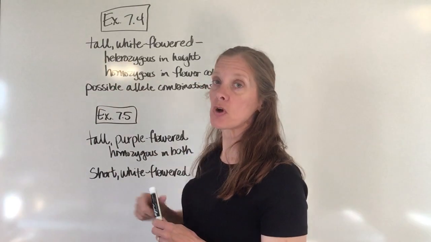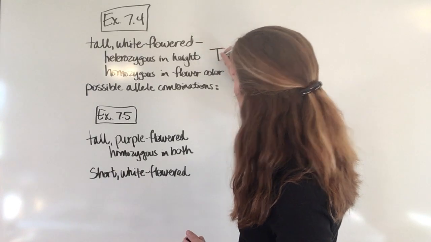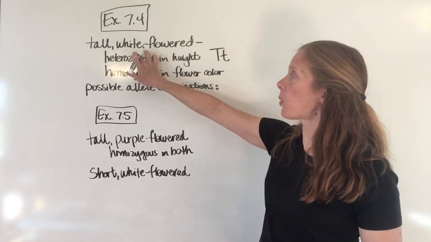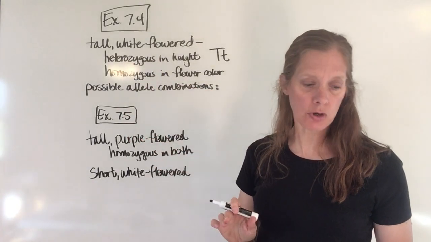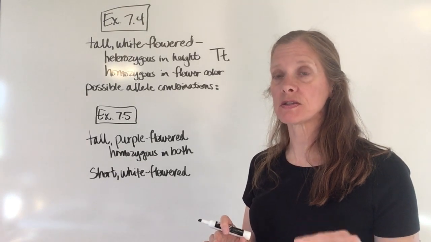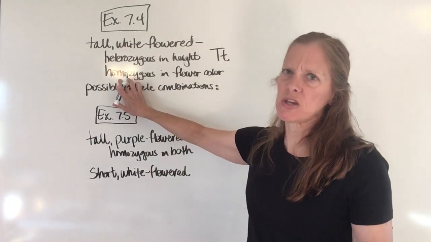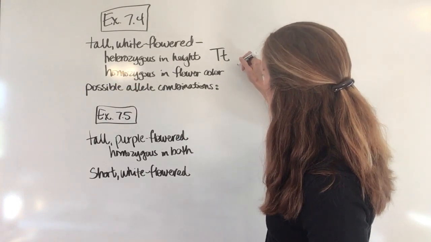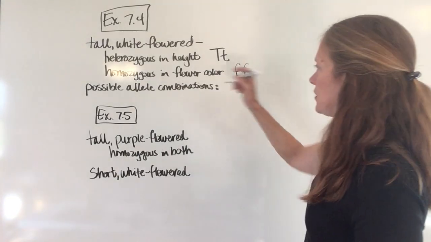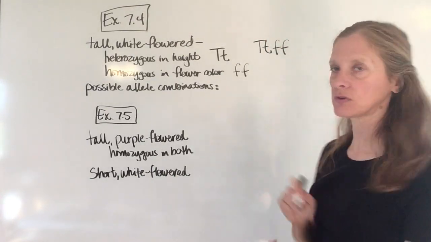So for a tall plant, we know that tall is dominant. And so if it's heterozygous, then that's going to be a capital T and a little t. Then we know that it's white-flowered. Well, we also know that white-flowered is not dominant in pea plants, but rather it's recessive. And since it's recessive, it's got to be homozygous anyway, but they did help us out and give us that information as well. So that's going to be two little f's. So overall, the genotype for this plant is big T, little t, little f, little f.